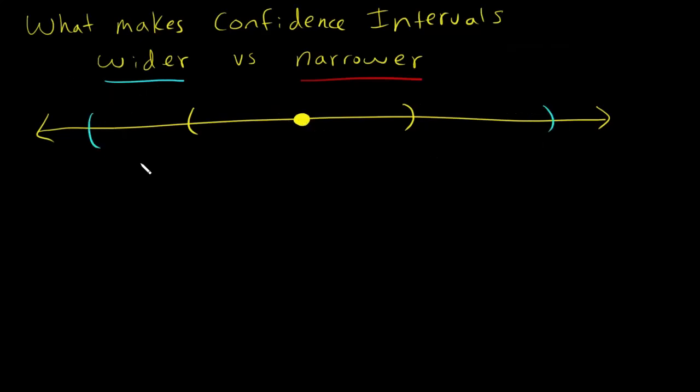Wider means a larger interval around that point estimate. And then narrower means a smaller interval around that point estimate. Okay, and there are three things that affect the width of a confidence interval. The first is the confidence level.